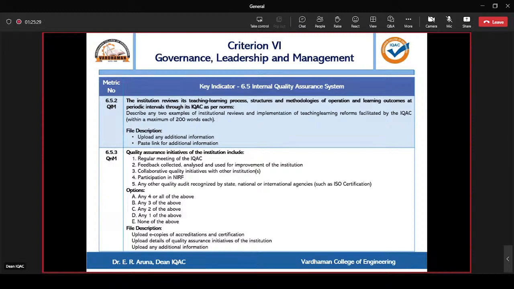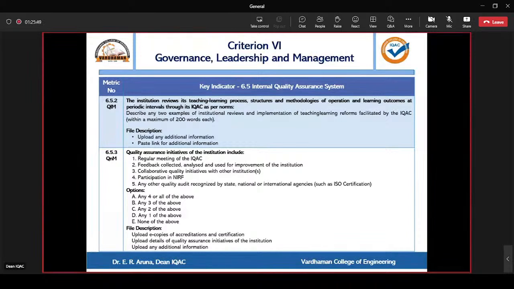In addition, the IQAC also initiates necessary steps to measure the quality of education through regular and continuous follow-up of actions. The roles and responsibilities of the IQAC committee are the same as defined by the NAAC.